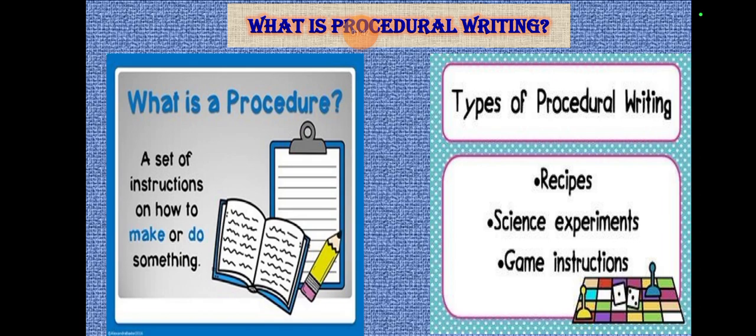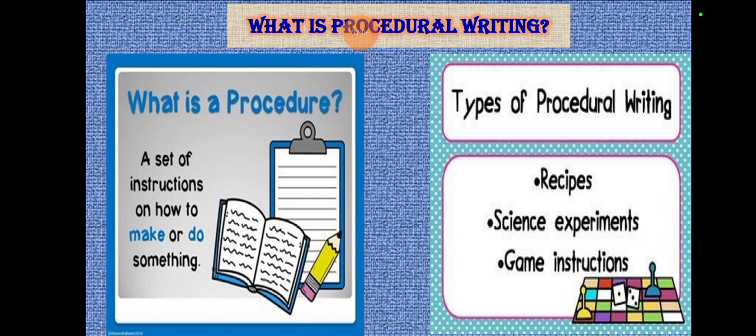And if it's a dish, we will use the word ingredients. And if it's a craft, we will use the word materials. Types of procedure writing: recipes, science experiments, game instructions.